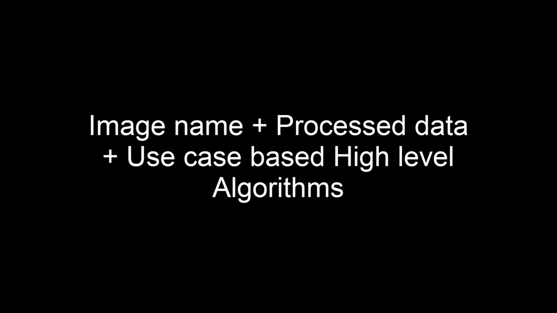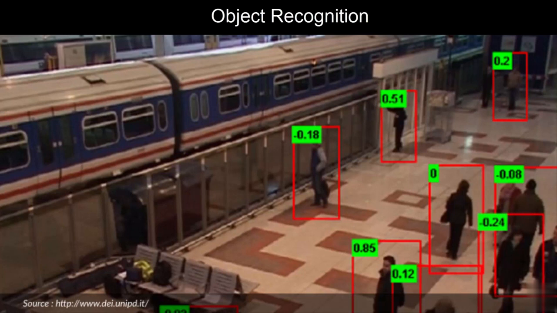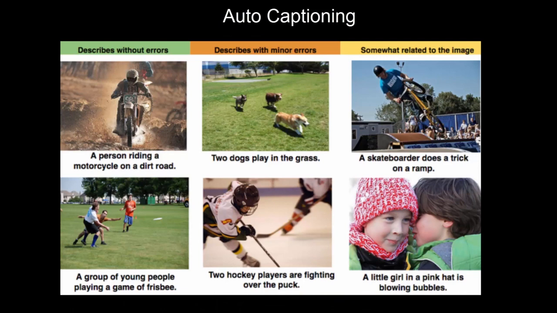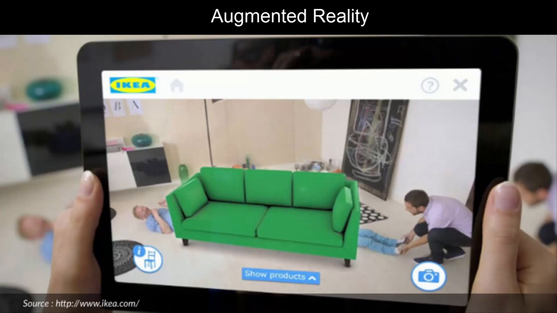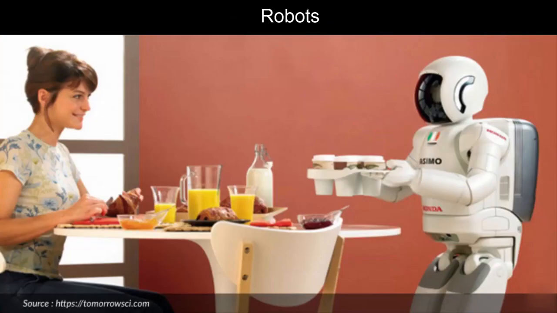Now, some more new applications for computer vision are 3D screen mapping, object recognition, for example, face recognition, object tracking, motion recognition, automatic captioning, automatic video to language. Some of the general stream of applications are in augmented reality, autonomous cars, robots, and also image restoration. And this is just a limited set.